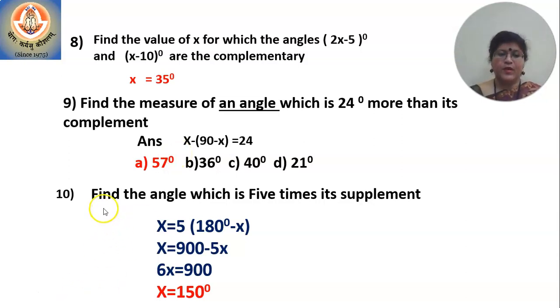Question number 10. Find the angle which is 5 times its supplement. This is a question based on supplementary angles. So how do you begin? Let the angle be x. If the angle is x, what is its supplement? Its supplement will be 180 minus x. Now this angle is 5 times its supplement, so x is equal to 5 times (180 minus x). When you open the bracket, you get the value of x as 150 degrees. So the given angle is 150 degrees.